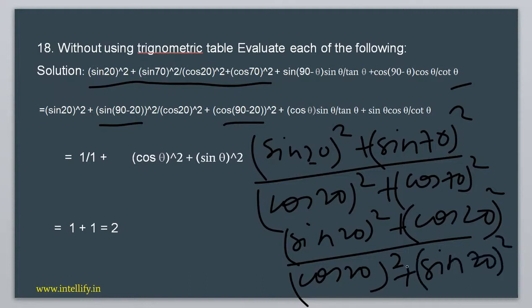So we have sin square 20 plus cos square 20 equals 1, which is sin square plus cos square equals 1, and cos square 20 plus sin square 20 is 1 as well.